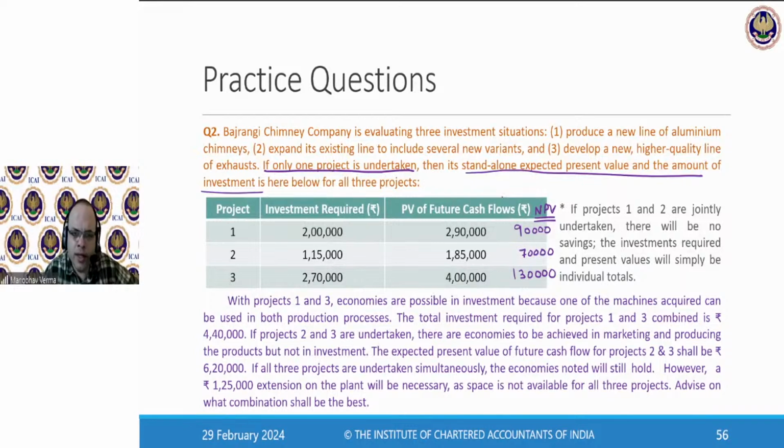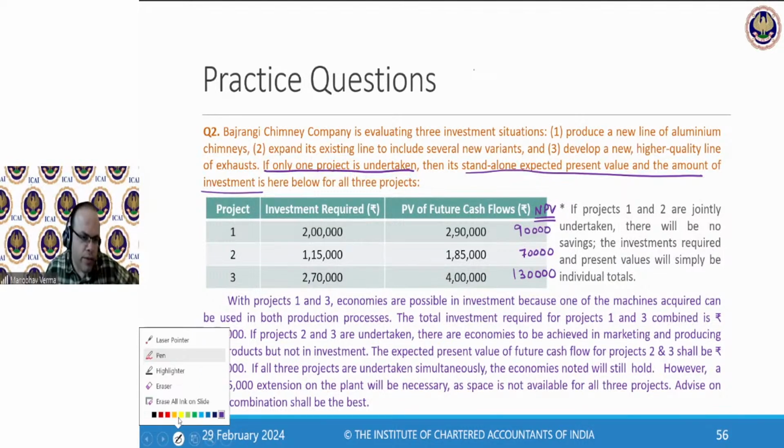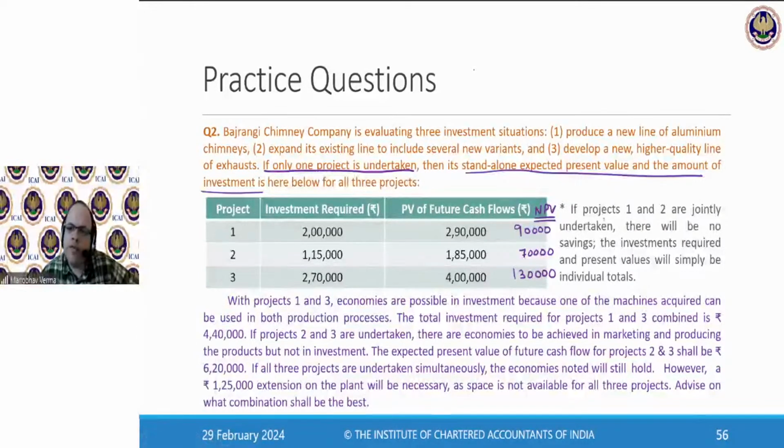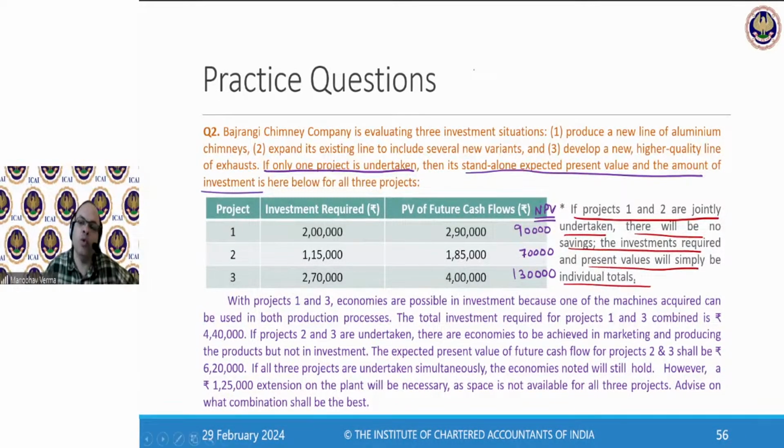So one thing we know is our overall NPV when selecting only one project is 90, 70 and 1,30,000, which is a very simple mathematical thing. But now we are given a lot of other information: if projects 1 and 2 are jointly undertaken, there will be no savings. Investments required and the present values will simply be a total.